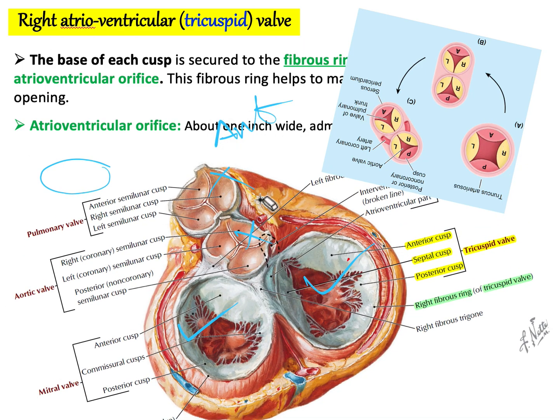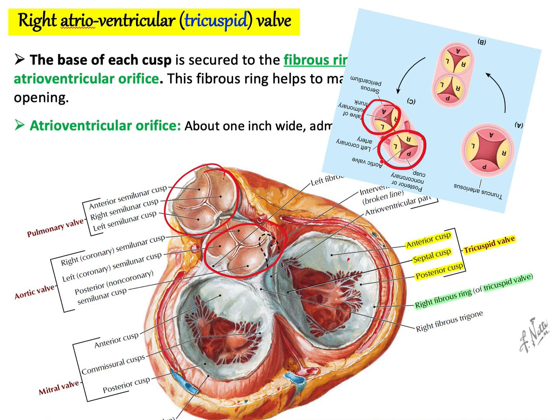So now let me show you. This is the pulmonary valve, and this is the aortic valve. This is the anterior cusp because it's anterior, and this is the right and left. Right and left. Okay, now let us move to the aortic valve.